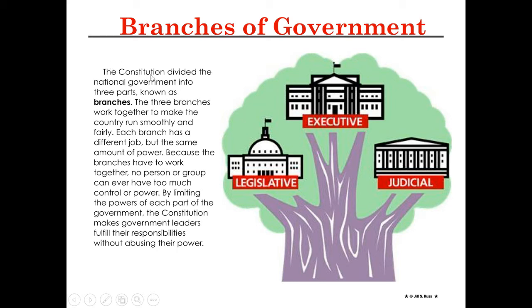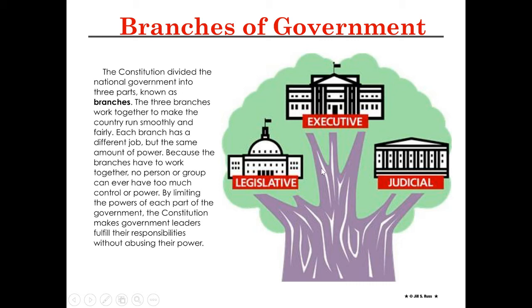The Constitution divided the national government into 3 parts known as branches. Here are the 3 parts. They're like branches of a tree. The 3 branches work together to make the country run smoothly and fairly. Each branch has a different job, but the same amount of power.